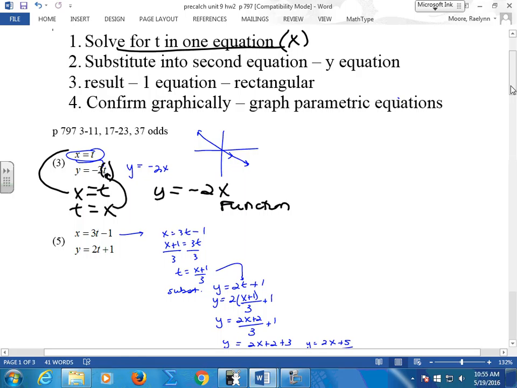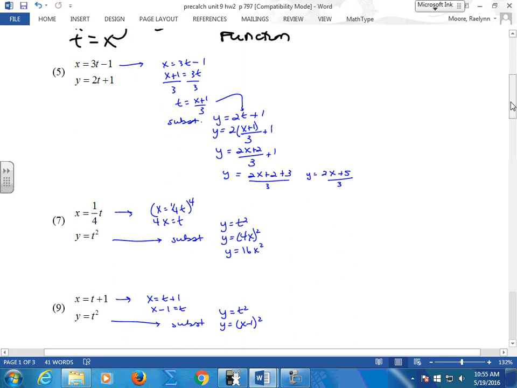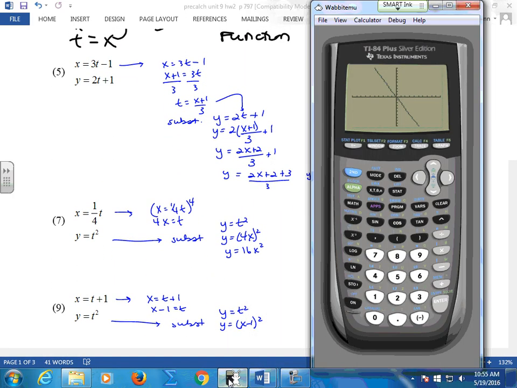So let's hit another one. We got this guy. So I'm going to graph this first. I want to see what this looks like. I go to my y equals. And I graph this. 3t minus 1. And 2t plus 1. Okay, let's see what this looks like.